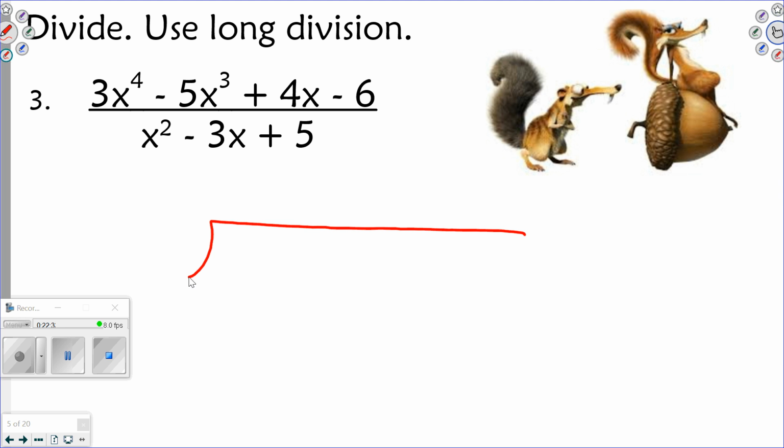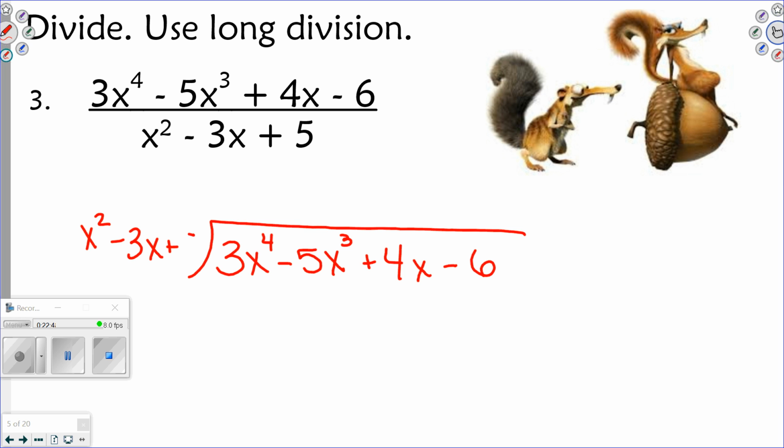So rewrite it into our radical form, okay? That's going to keep things way easier. But just so you know, a fraction just means divide. All right, we're dividing that by x squared minus 3x plus 5.